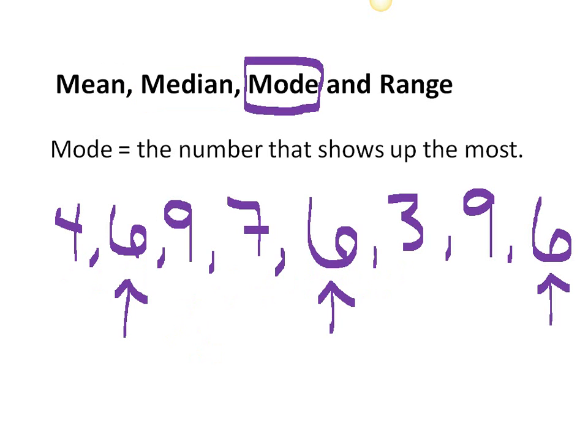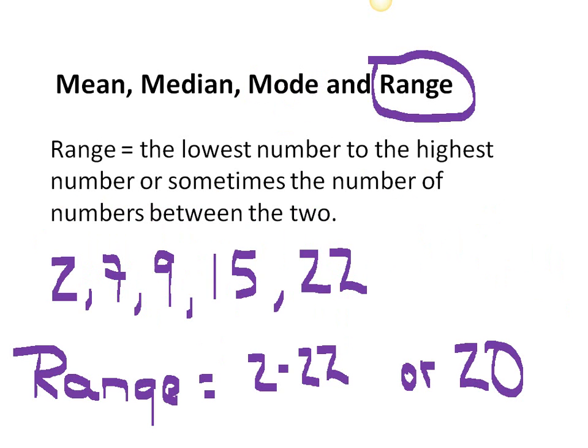Mode, it's the number that shows up the most. If you have a whole bunch of numbers, in this case I had 4, 6, 9, 7, 6, 3, 9, 6, I have 3 6s. My mode is 6. It's the number that showed up the most.